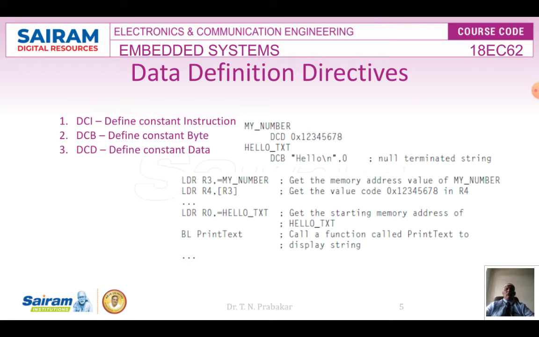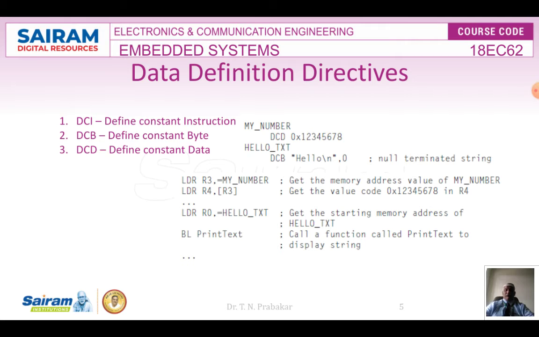So to start with, we are going to have data definition directives. There are 3 data definition directives possible: DCI, DCB and DCD. So DCI stands for define constant instruction, right? On the right hand side you can see my number, a space, DCD, a space, 0x12345678. This is again similar to your EQU statement which we already saw. So the number 0x12345678 will be assigned to the name, or variable, called my number.